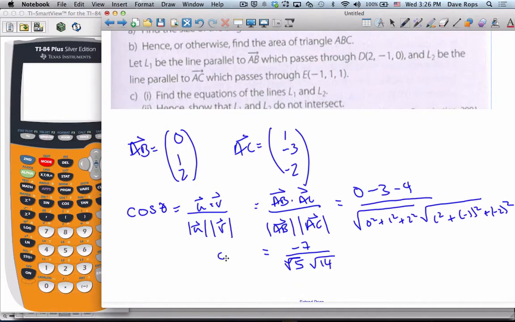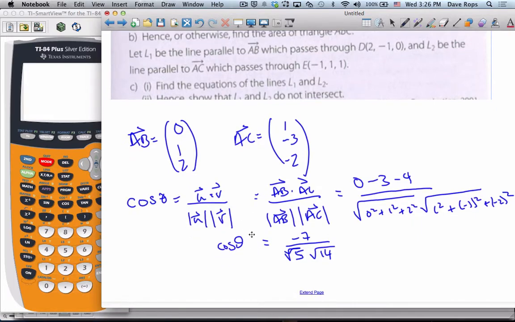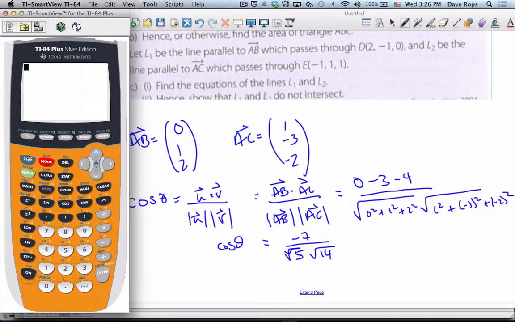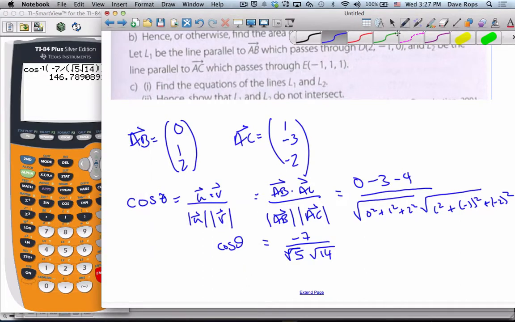All right, so now I know cosine of theta equals that. I plug it into my calculator. I go second, and I'm going to put myself in degrees, make sure I'm in degrees. If it doesn't specify, you can be in either degrees or radians. So if I go second cosine, it's negative 7 divided by the square root of 5 times the square root of 14. And I get an angle of 146.8 degrees. So to three significant figures, theta is 147 degrees.